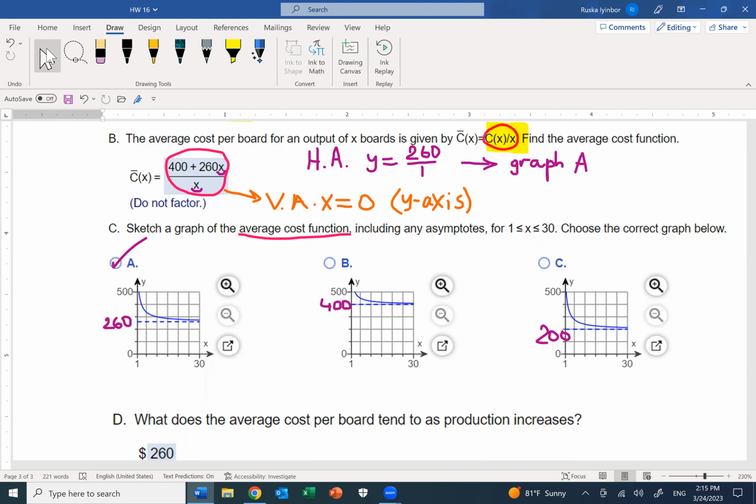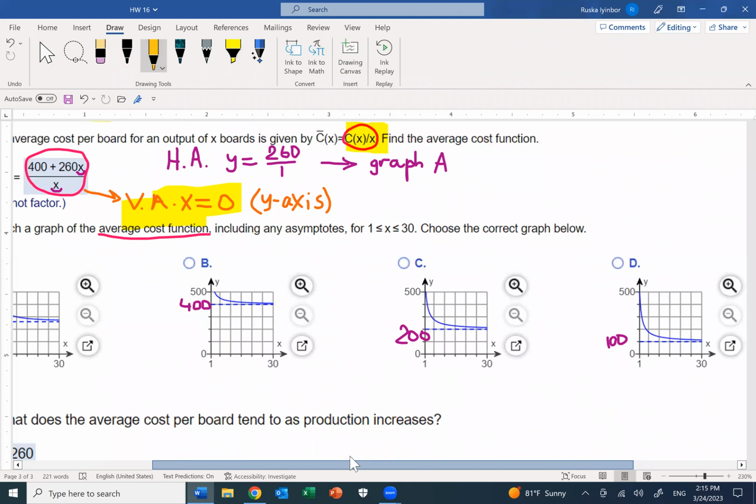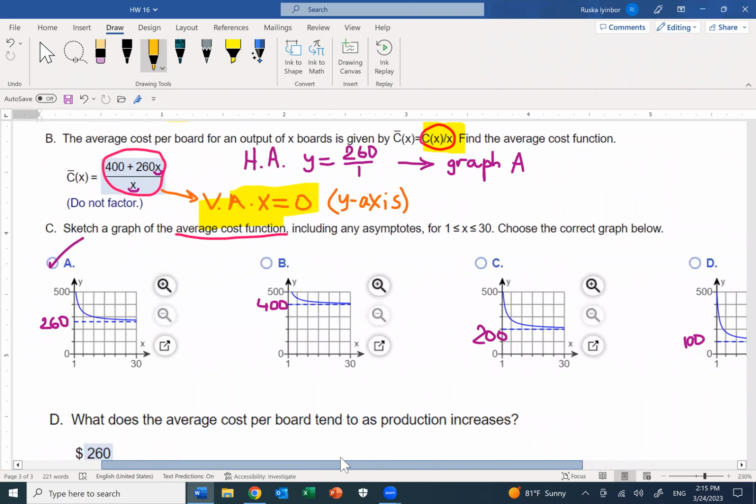We're going to find the vertical asymptote by setting the bottom equal to 0. Here the denominator is x, so x equals 0 is my vertical asymptote, which is actually the y-axis. All of those graphs have a vertical asymptote at the y-axis. So that doesn't give us a choice, right? We can't pick which one is the right graph. All of those graphs have the y-axis as the vertical asymptote.